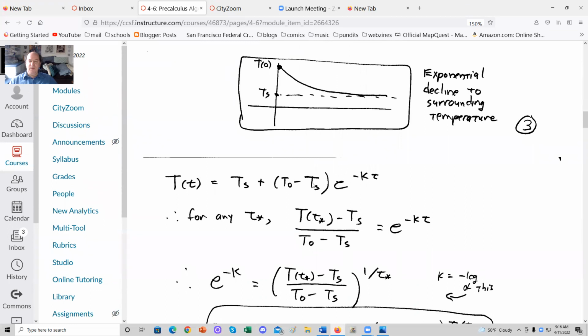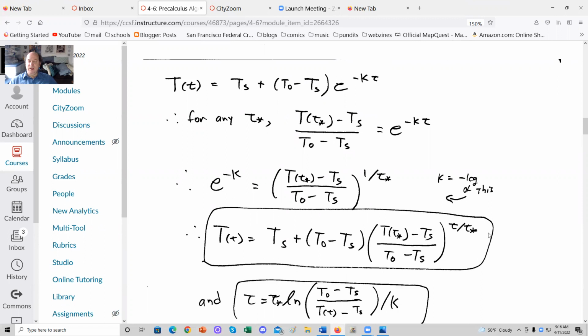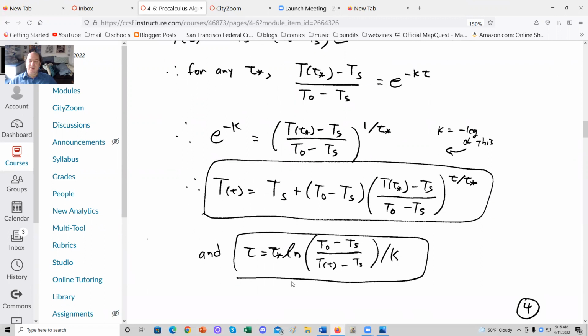If we can solve for e to the K, given some later time T star, the temperature at time T will be the stable temperature plus T naught minus TS, that's D, times this expression to the T over T star. And T equals T star log of the expression over K.